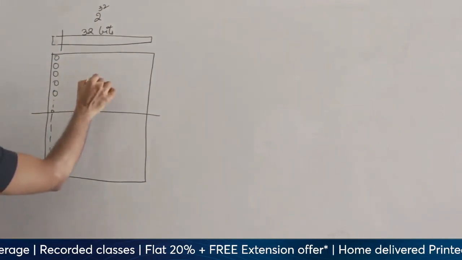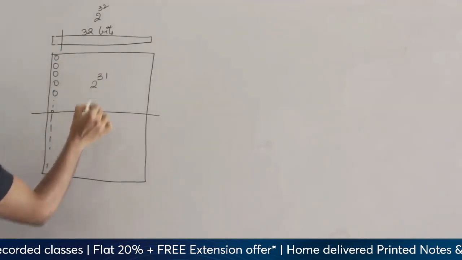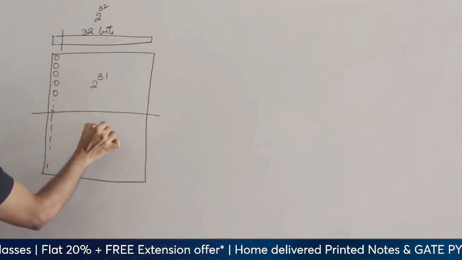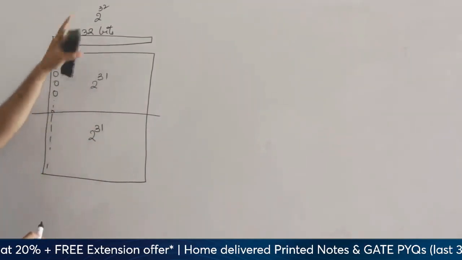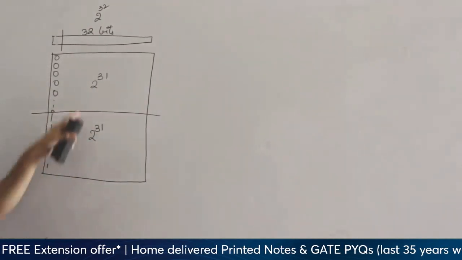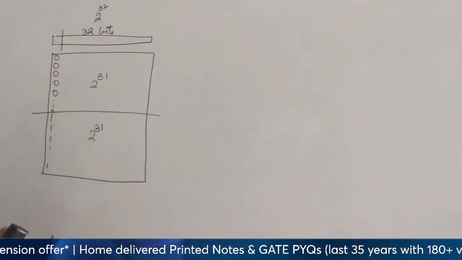The size of the first part is 2 power 31. The size of the second part is 2 power 31. The reason is that 2 power 32, when divided into half, gives us 2 power 31 and 2 power 31, right?